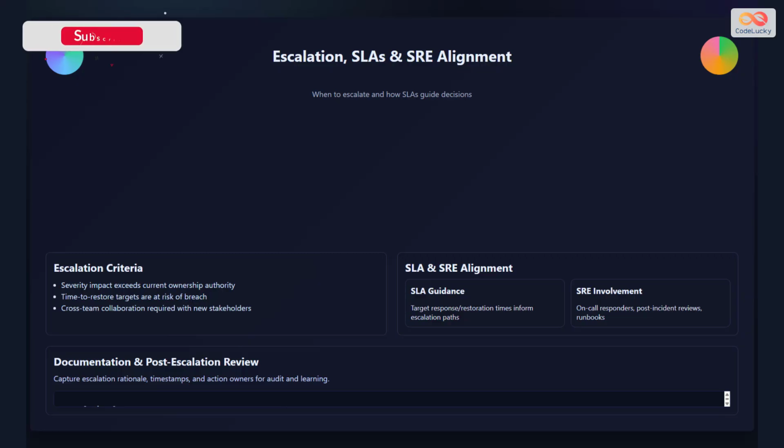Service-level agreements define target response and restoration times based on incident priority. These targets guide escalation decisions and resource allocation. Site reliability engineer involvement includes on-call response, post-incident reviews, and runbook documentation. Capture escalation rationale and timestamps for audit and continuous learning.